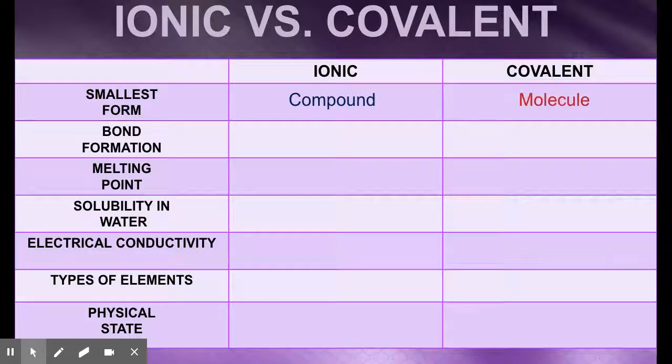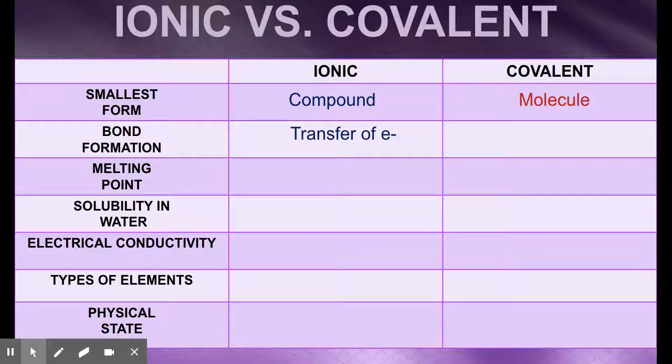So here's a chart to put it all together in one place for you. The smallest form of an ionic bond is called a compound, and the smallest form of a covalent bond is referred to as a molecule. Those are fairly interchangeable. I've spoken with other chemistry teachers about this, and it's pretty well agreed upon that you can interchange these, but sometimes you would want to specifically be asked for a molecule versus a compound, and this would be the difference. Ionic bonds are compounds, covalent bonds are molecules.